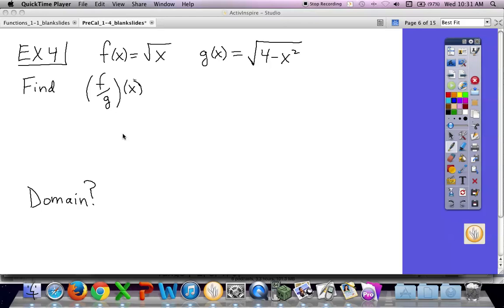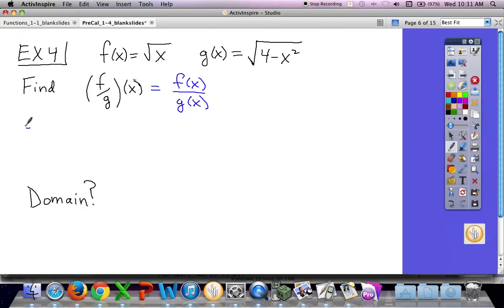So remember what we said we're going to have to be careful of when we divide functions? Domain, right? Domain. So let's rewrite it first. This is f of x divided by g of x. And then, like we've done in every problem so far, let's replace f of x and g of x with what they equal. The square root of x divided by the square root of 4 minus x squared.